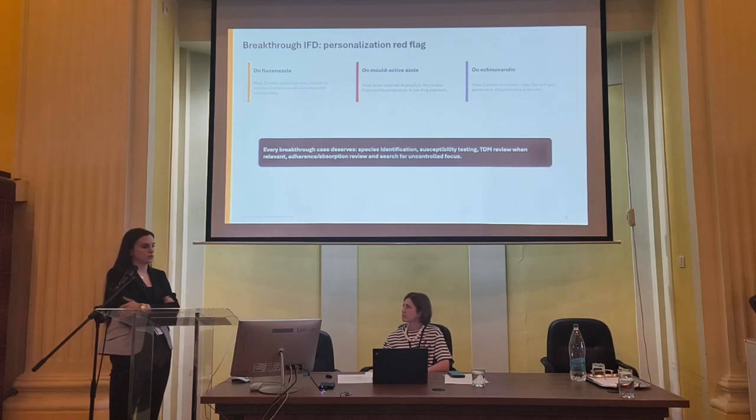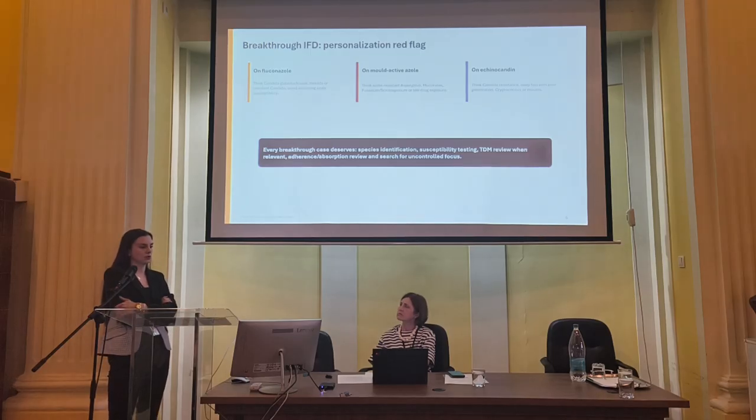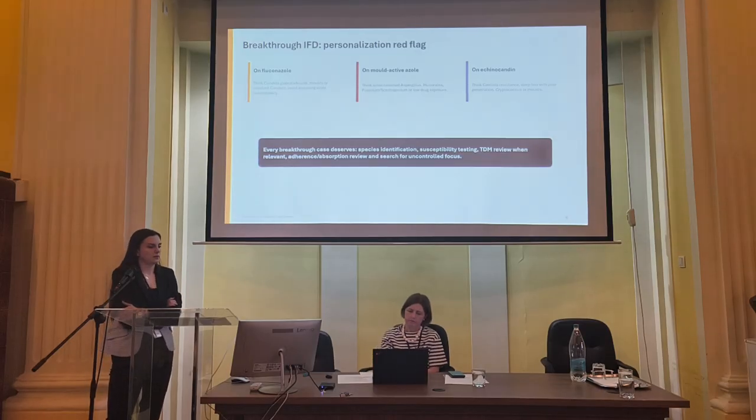If we have a breakthrough while treating the patient, that is always a red flag. If we have a breakthrough when we use fluconazole, we might think that the patient may have some kind of resistant Candida species, such as glabrata or krusei. If we have a breakthrough on a mold-active azole, we might think of a resistant aspergillosis. On echinocandin, some kind of resistant Candida.